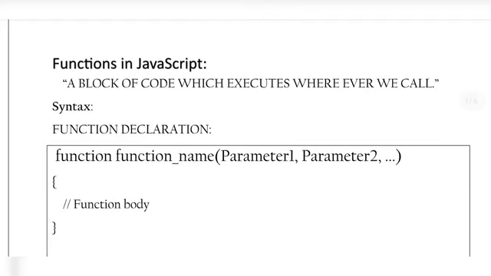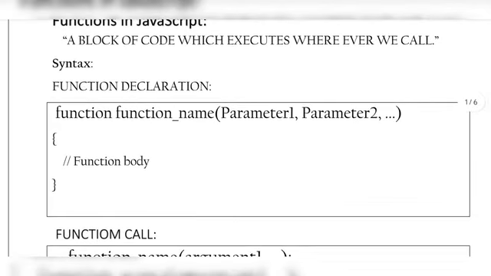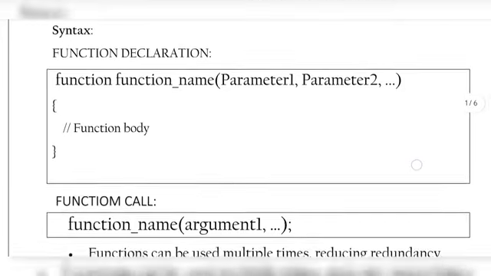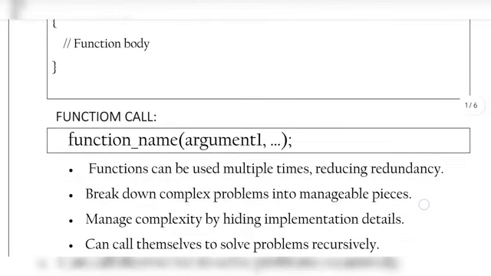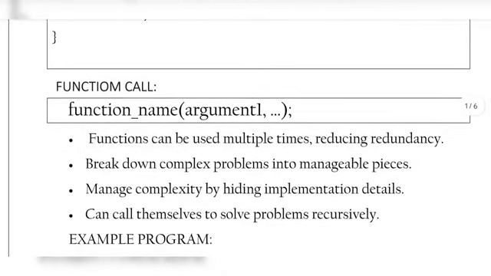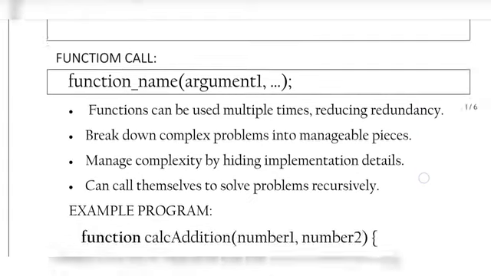Functions in JavaScript are a block of code which executes wherever we call them. Syntax: function declaration, function name, parameter 1, parameter 2. In the middle is the function body. Function call: function name, argument 1. This box indicates the syntax of a function call.